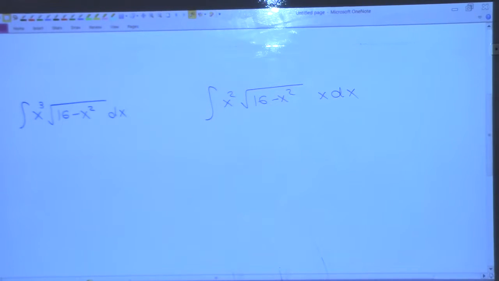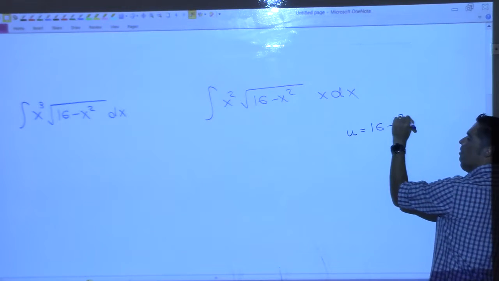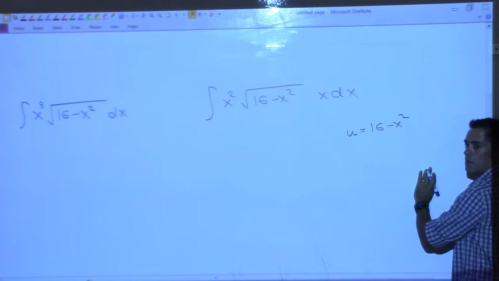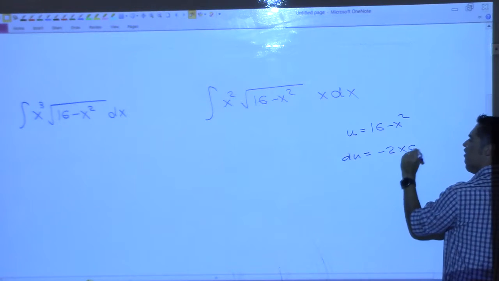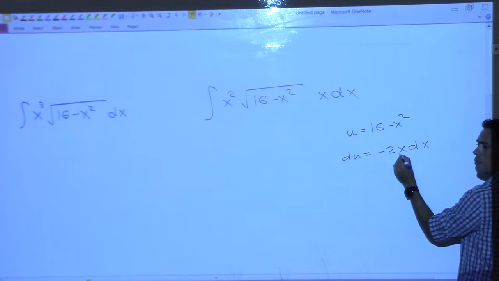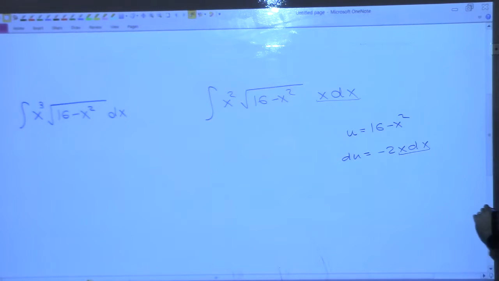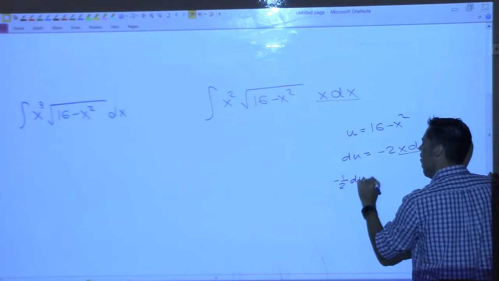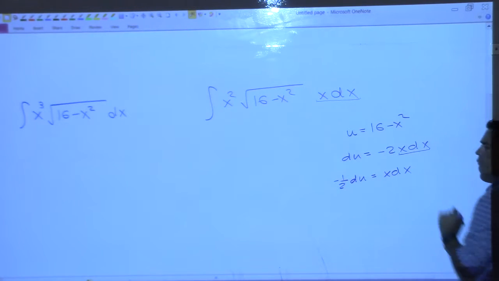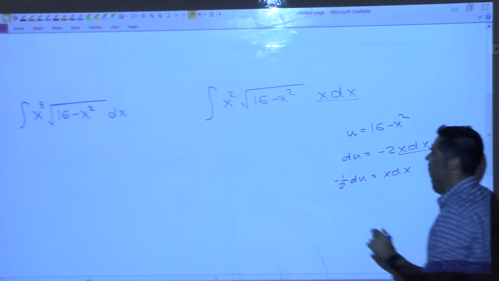I'm thinking of u sub. What would my u be here? How about 16 minus x squared? Right? What's the derivative of that? Negative 2x dx. Do I have this? Well, kind of, right? Off by a constant. So negative 1/2 du equals x dx. Y'all there?